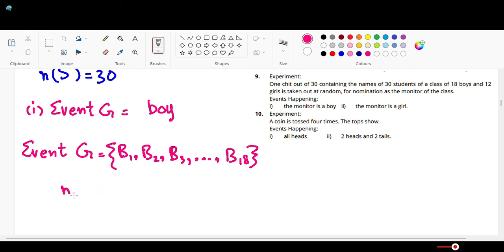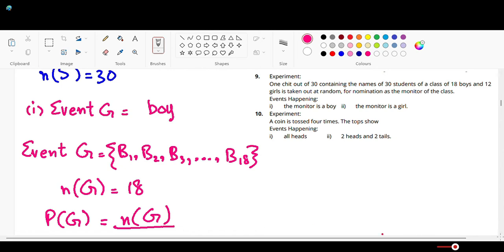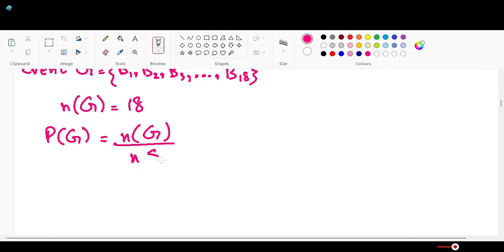So the number of elements in event G is 18. The probability of event G taking place is the number of elements in event G divided by the number of elements in the sample space, which is 18 over 30. As we know, 6 threes are 18 and 6 fives are 30, so it's 3 over 5. The boys have a higher chance than the girls in this case.